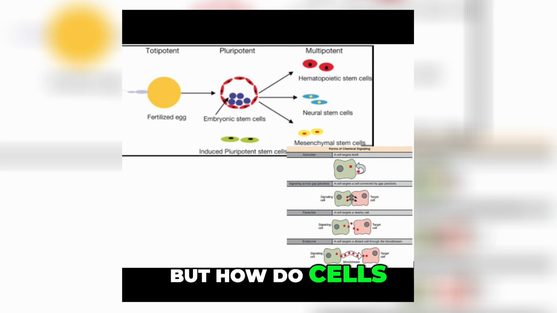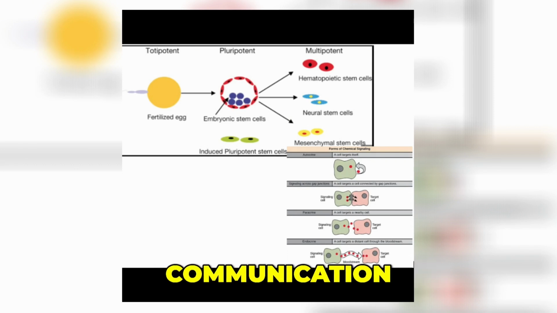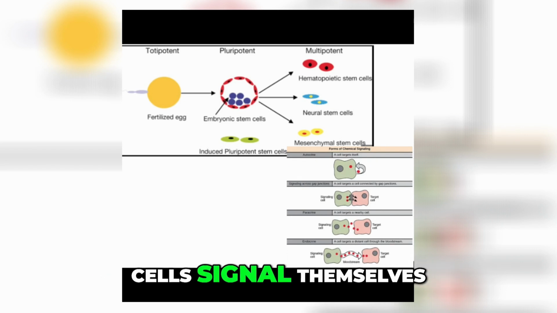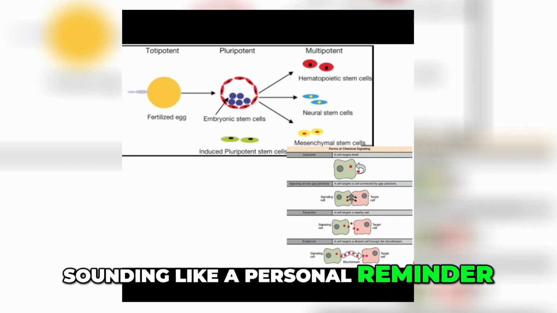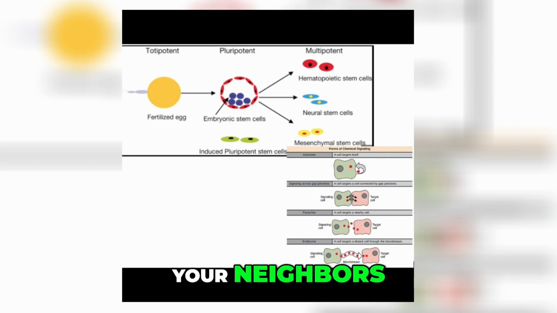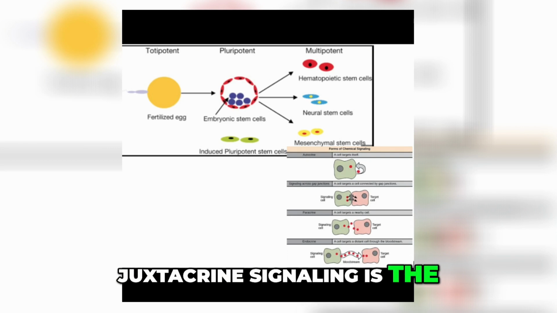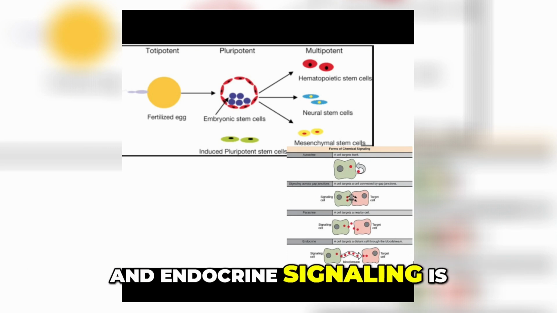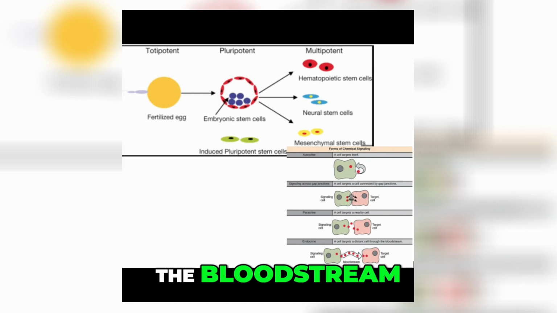But how do cells communicate with each other? It's through cell-to-cell communication. So you'll have 4 types of signaling: autocrine, paracrine, juxtacrine, and endocrine. Autocrine signaling is when cells signal themselves, like a personal reminder. Paracrine signaling is like a short-distance communication with your neighbors. Juxtacrine signaling is the direct contact-based communication, and endocrine signaling is long-distance communication through the bloodstream.